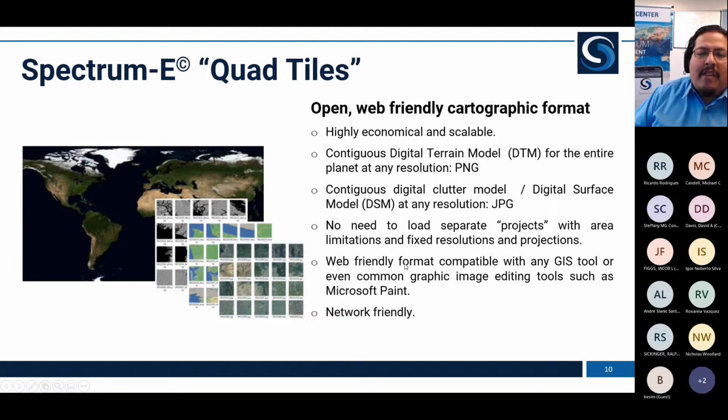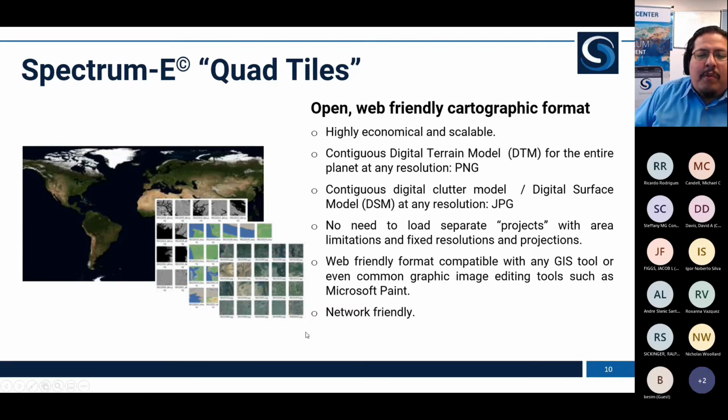Because they're open formats, PNG and JPEGs, it's very compatible with GIS tools or even common graphic image editing tools such as Microsoft Paint. And because you can cover the entire planet this way, you don't need to load separate projects with different cartographic area limitations and fixed resolutions and cartographic projections. So that makes it very friendly when you need to, let's say, model a national network or something like that, which becomes a need more and more these days.